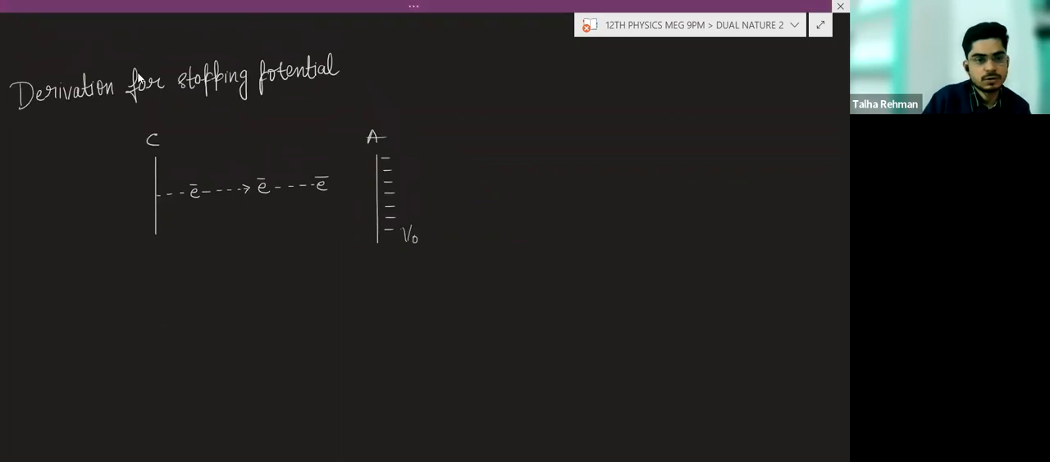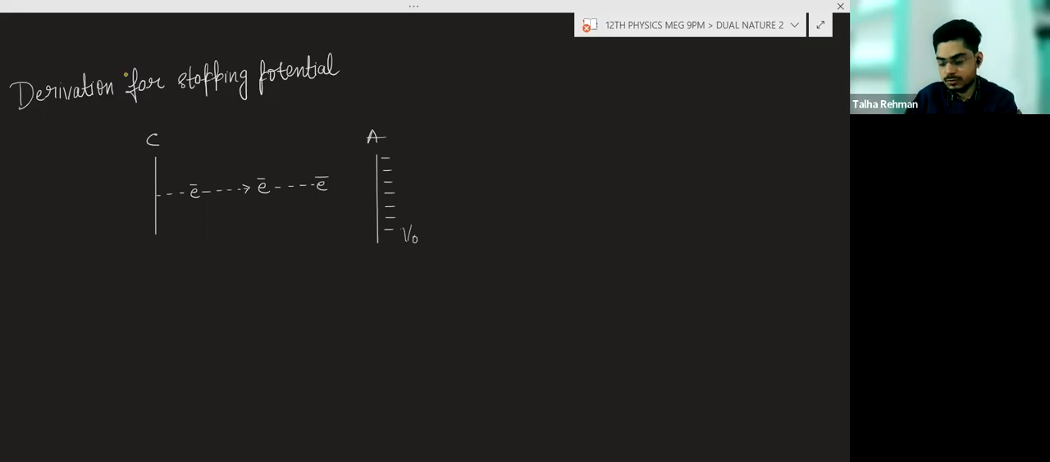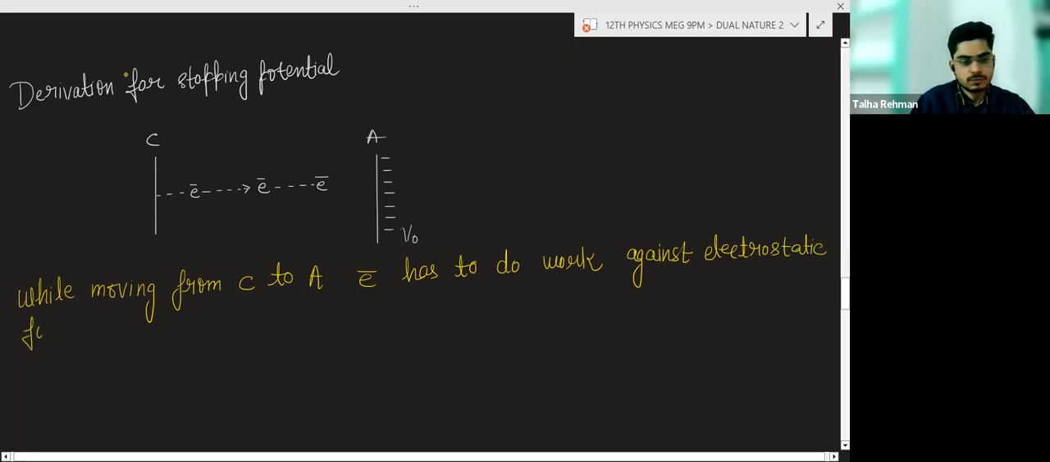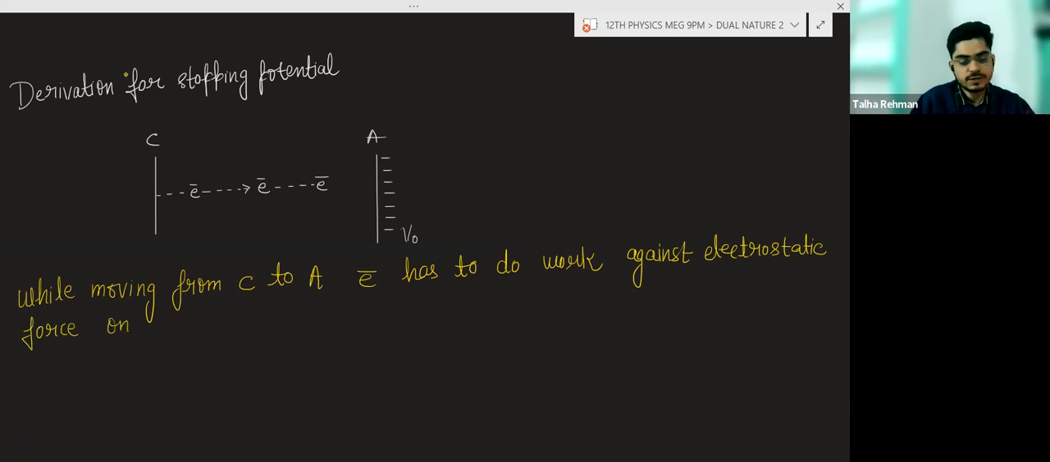So we can write, while moving from cathode to anode, the electron has to do work against the electrostatic force at the expense of its kinetic energy.